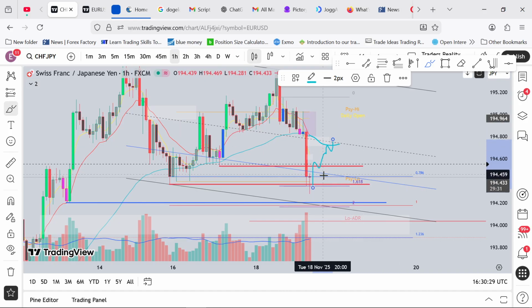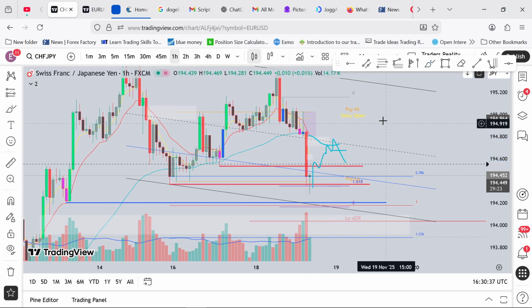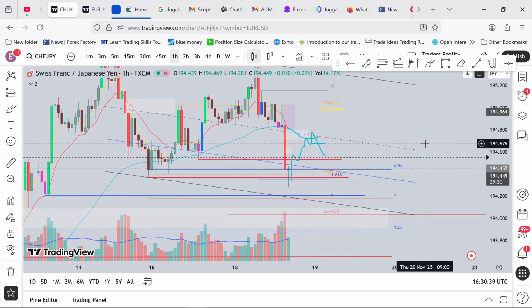Okay, what we could also do is create a high, push lower, grab the high, and then break that low. That's the type of price action that we want to see at the 50 EMA to take the trade, because it's way more confirmed.